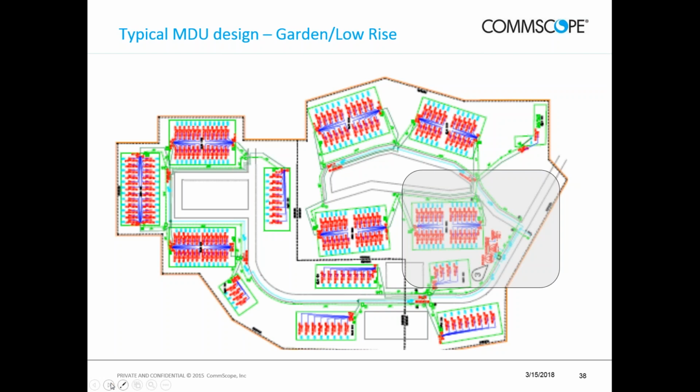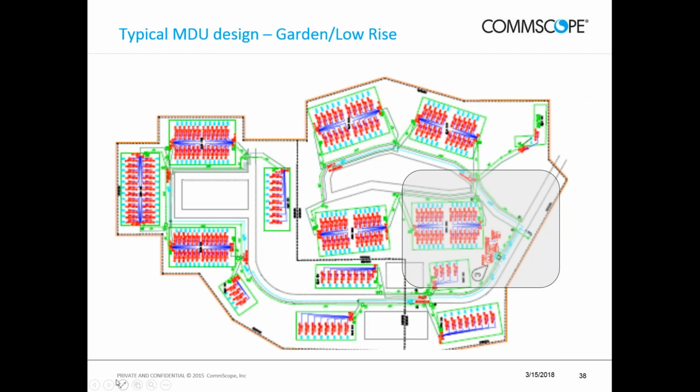Look at a garden style or a low rise. This is a totally different type of MDU, with several different buildings in the same general area. With this type of design, you're probably not going to have an indoor mounted fiber distribution cabinet. You're going to have an outdoor mounted fiber distribution cabinet that serves all of these buildings.